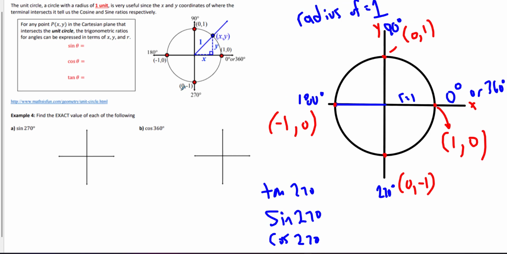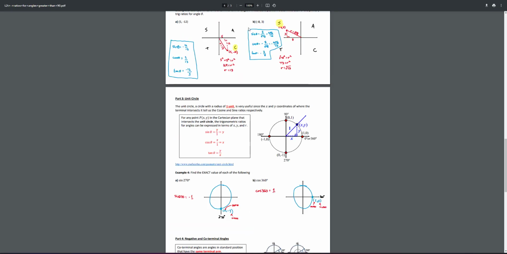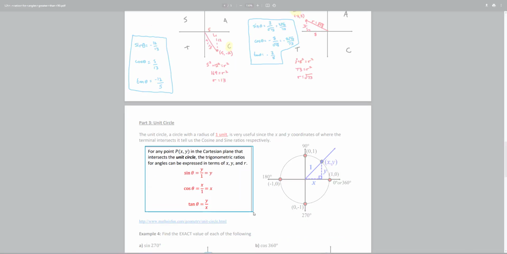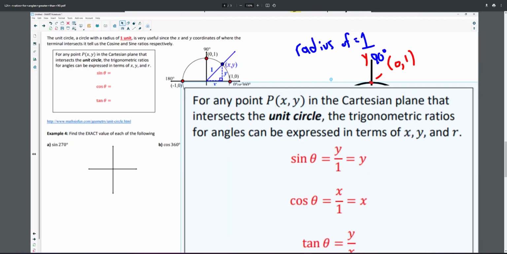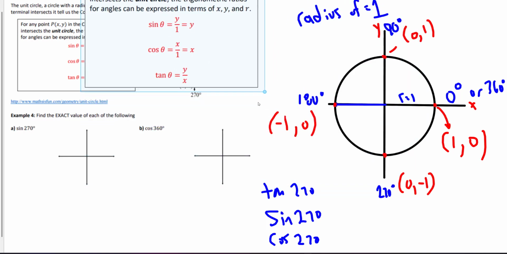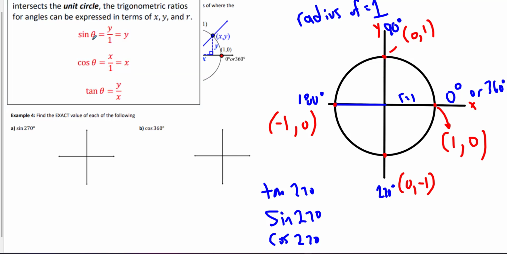Well, if you remember, I'll go back to the notes for a second so you can take a look. But these are the points here. I would take notes of this if you guys are taking notes. That's this part here. So sine of theta is equal to y over r. Well, we know that for a unit circle, r is 1. So sine of theta is y over 1. So sine of theta is just equal to y.